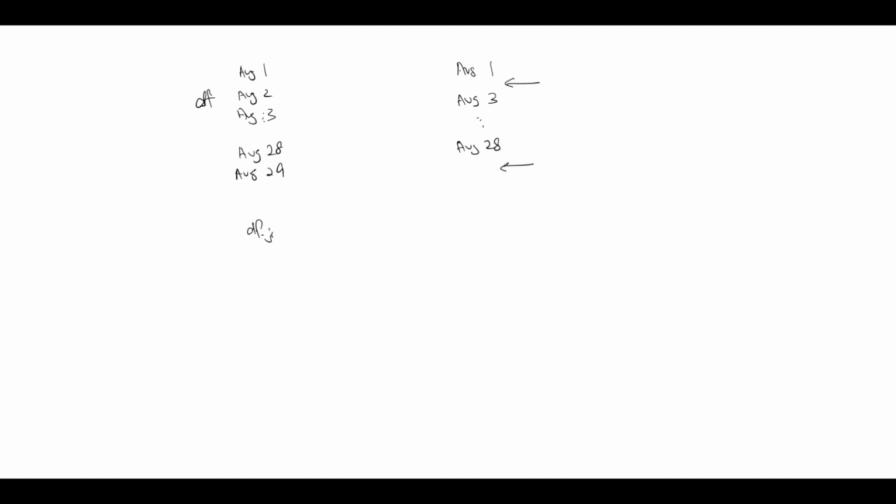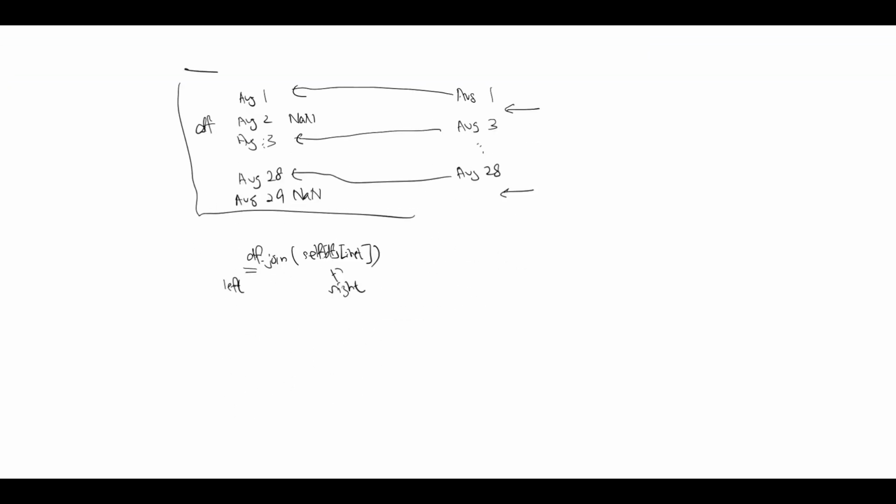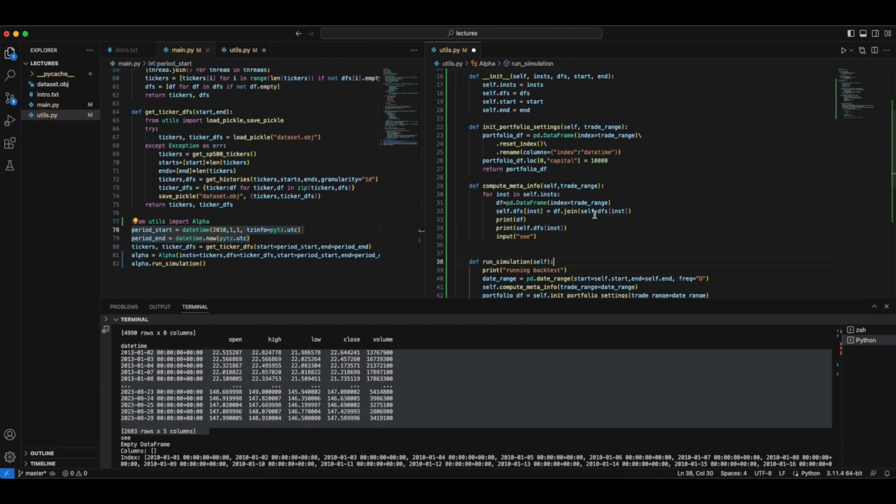When we do df.join, this is what we call the left data frame, and here I believe it was self.dfs.inst, so this is the right data frame. So we will look for the matching indices and fill in our data. The rest of this will just be not applicable. But now we would have a full data frame that has the original data with the missing columns specified as not applicable. So we will see what this does.